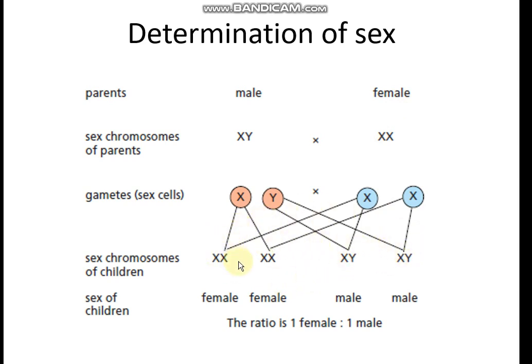You can also use the Punnett square method, and you can see that the ratio of having a female child and a male child is 1:1. Theoretically, every time fertilization occurs, there is a 50% chance that the person may conceive a male child or a female child. This is all from today's topic.